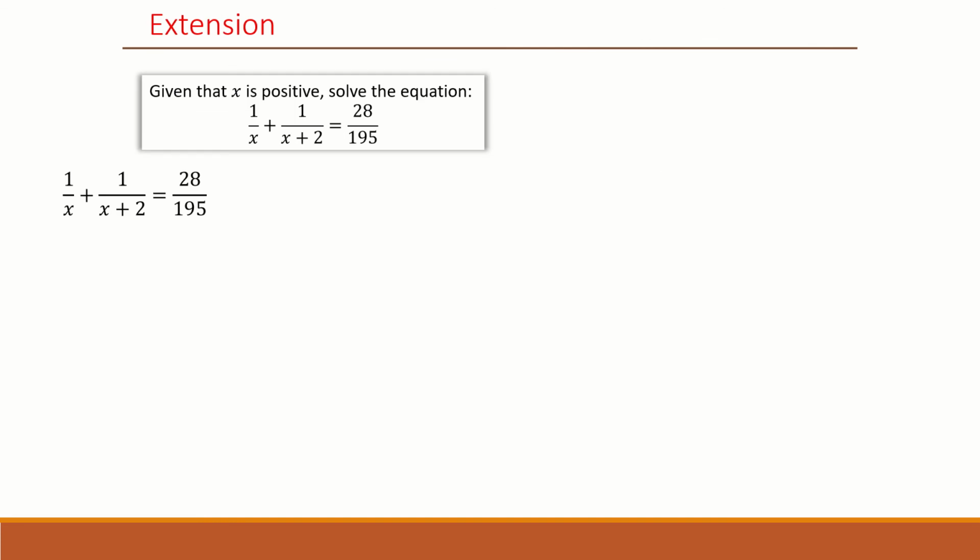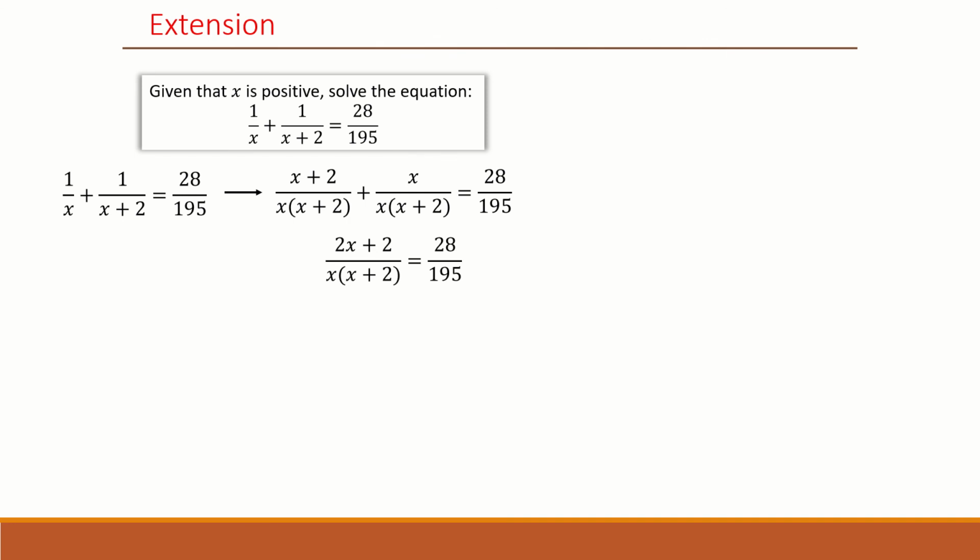Have a look at this extension question. Okay, it looks all tricky. However, it is very simple. Find a common denominator, which in this case is x plus 2. Simplify the fractions, which in this case you get 2x plus 2 over x plus 2 equaling 28 over 195. Cross multiply, which in this case you should get 195(2x plus 2) equaling 28(x plus 2). Simplify it to get this.